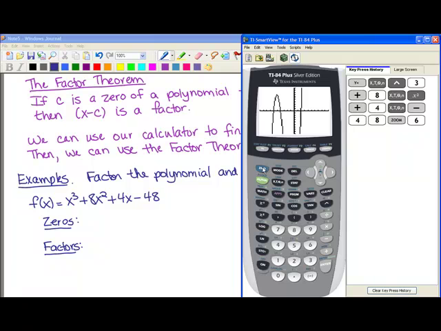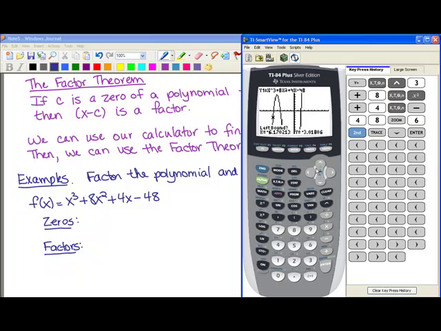To find the zeros, we'll press second, calculate, and choose command number 2. I'm going to show you how to find the zero on the left. Now first, we need to give the calculator a left bound. The left bound is down below the x-axis since the function is increasing. So I'll move my cursor right here and press enter.